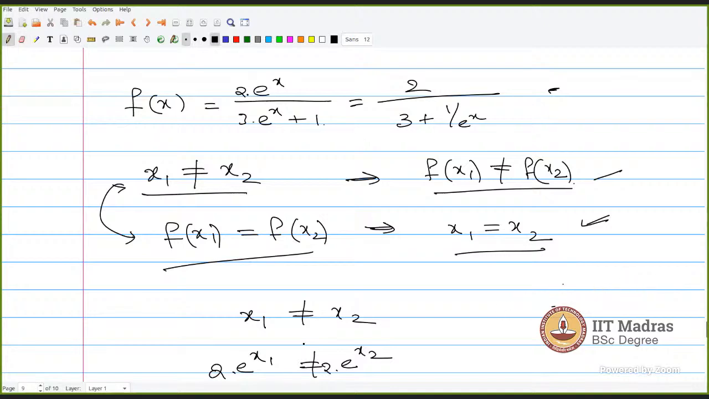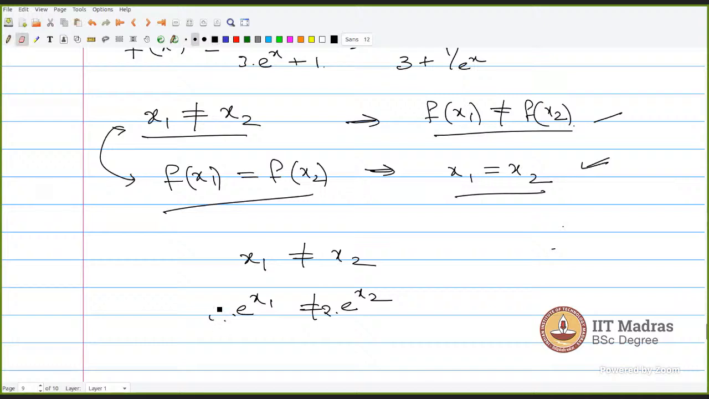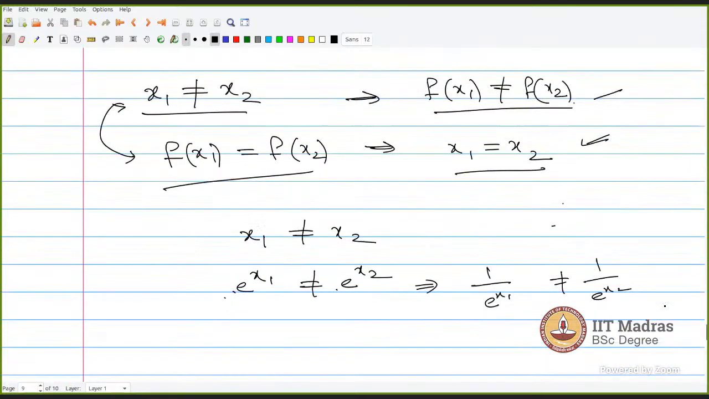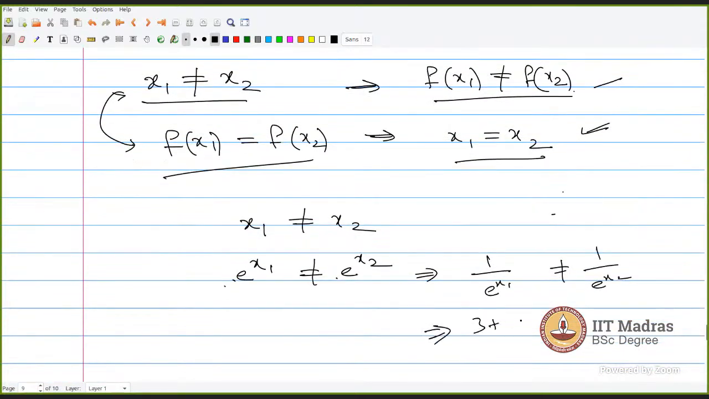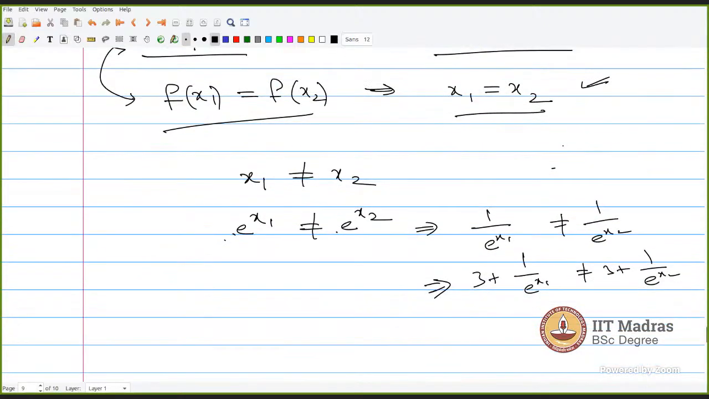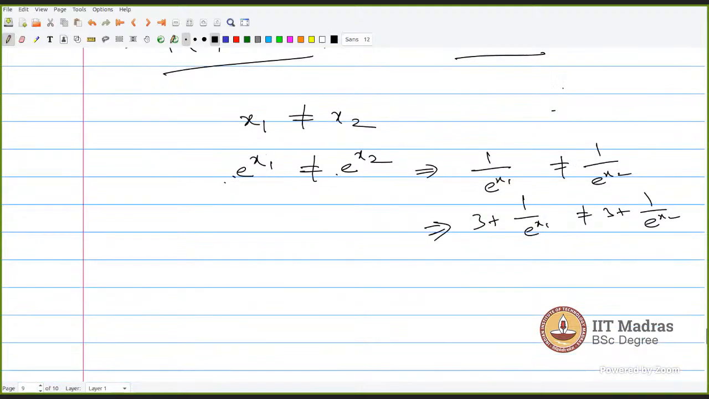So x1 not equal to x2. e to the power x1 is not equal to e to the power x2. Similarly, 1 by e to the power x1 will not be equal to 1 by e to the power x2, right? So 3 plus 1 by e to the power x1 will not be equal to 3 plus 1 by e to the power x2, right? I just added 3. Now, 3 plus 1 by e to the power x1, divided by 2, will not be equal to 3 plus 1 by e to the power x2, divided by 2. I'm just dividing it by 2.